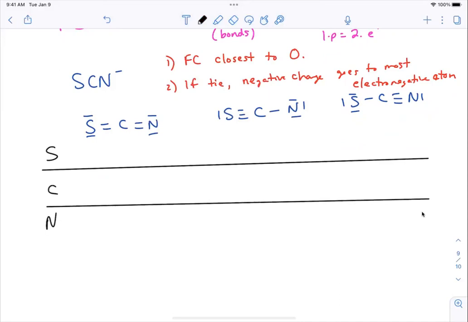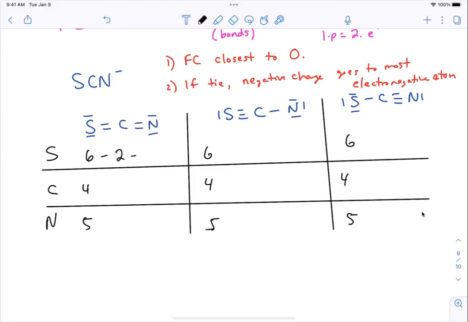So if we're doing this here and we're calculating this, S has 6 valence electrons in every one, carbon has 4, nitrogen has 5. S here has 2 bonds and 4 lone electrons, which is 0. Here it has 3 bonds and 2 lone electrons, so it's 1 plus. Here it's 1 bond and 6 electrons, so it's 1 minus. In charge, remember, sign goes last.